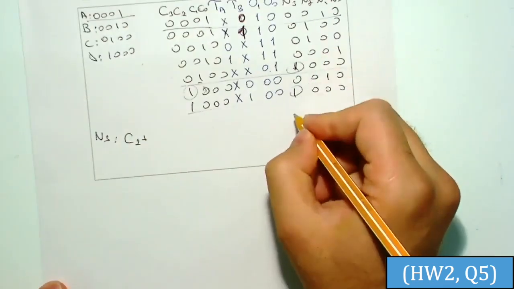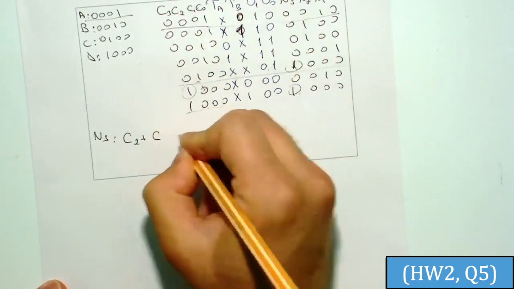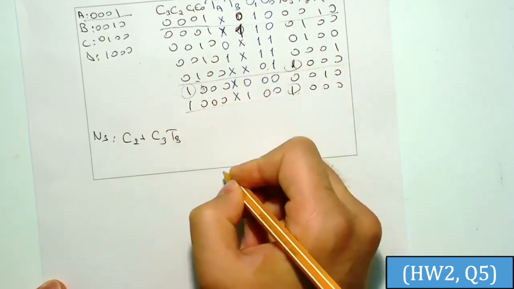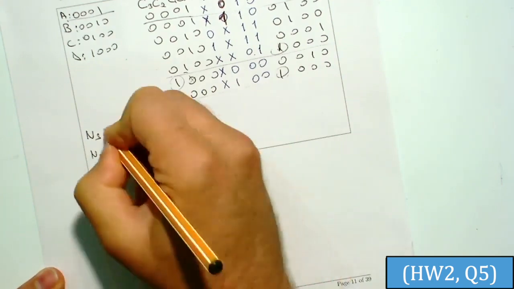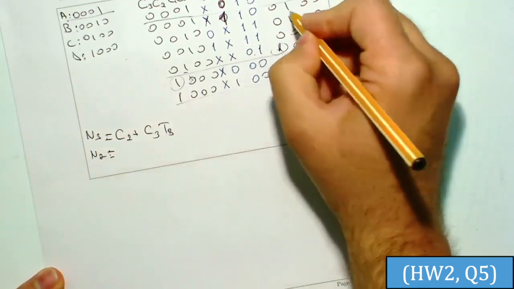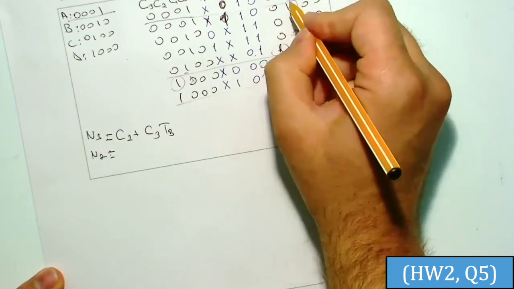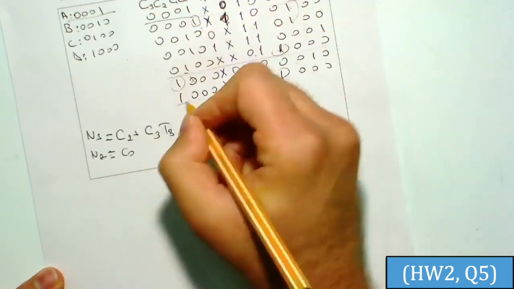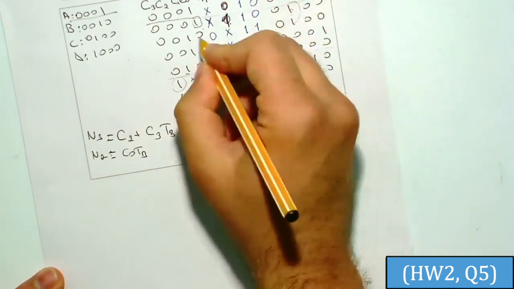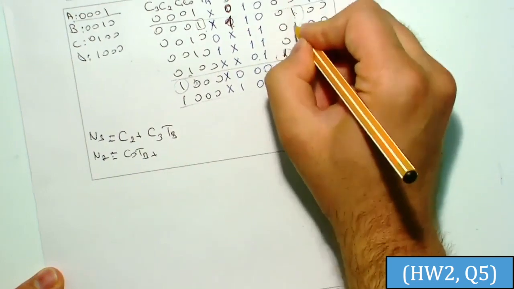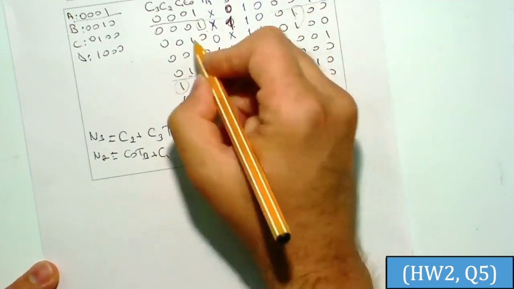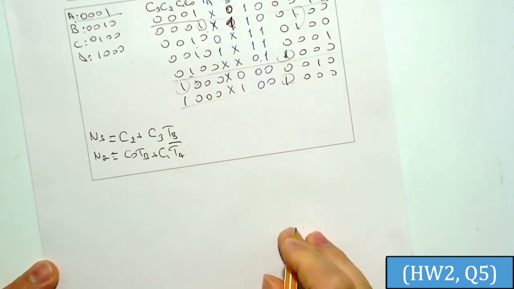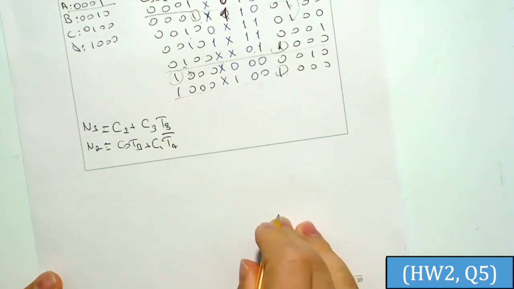All right, and the second one is this. When N3 is 1, C3 and also TB, I guess. Okay. For N2, I have two rows as follows. When N2 is 1, here I have C0 as 1 and also TB as 1. Right? Yeah, that's correct. And again, N2 is 1 when C1 is 1 and also TA is 0. So TA not. Let me check it again. Yeah, okay.